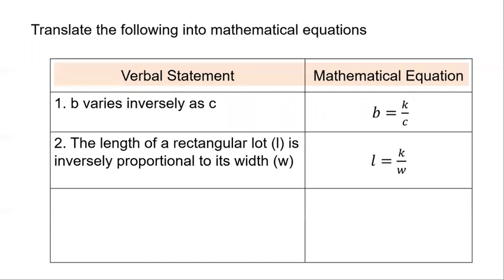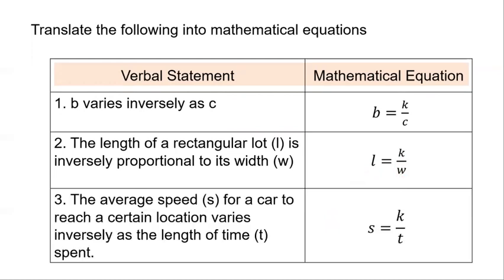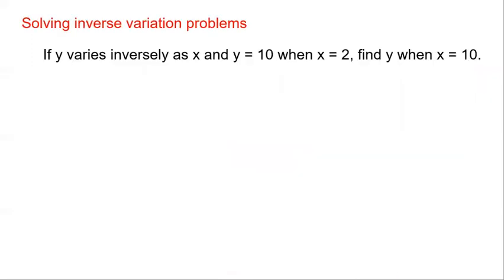Number 2, the length of a rectangular lot L is inversely proportional to its width W, that is L is equal to k over W. And the average speed S for a car to reach a certain location varies inversely as the length of time t spent, that is S is equal to k over t. Next natin is how to solve problems involving inverse variation.